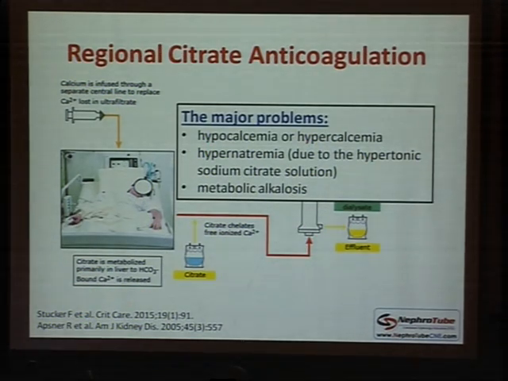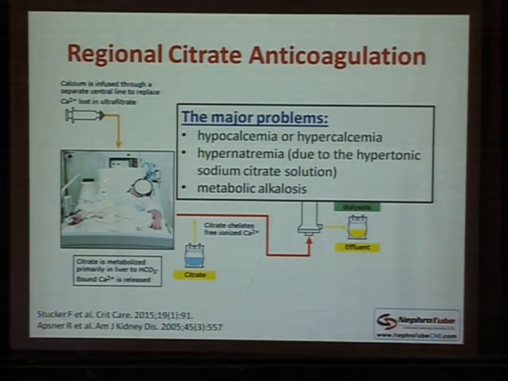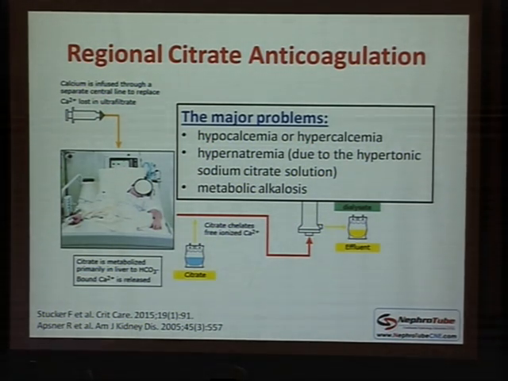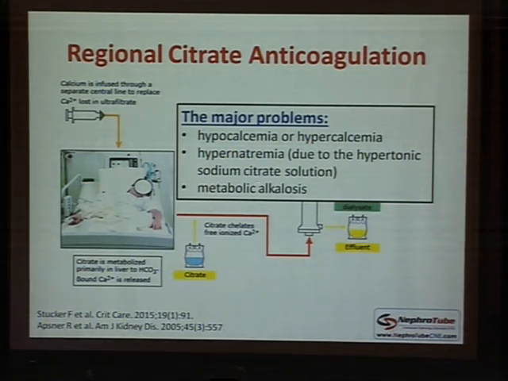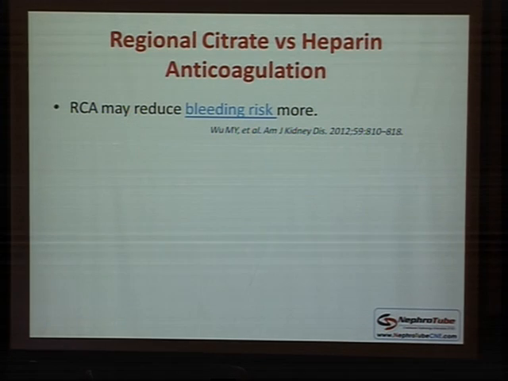What are the major problems in regional citrate anticoagulation? Hypocalcemia and hypercalcemia if the replacement is less or more than what I need. Hypernatremia, because the citrate is in the form of hypertonic sodium citrate. And metabolic alkalosis, as we said, because citrate is metabolized to bicarbonate.